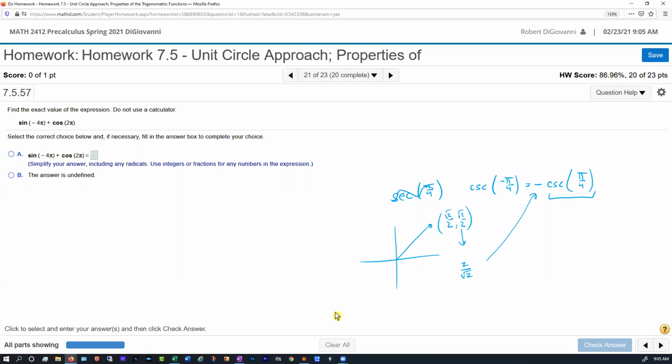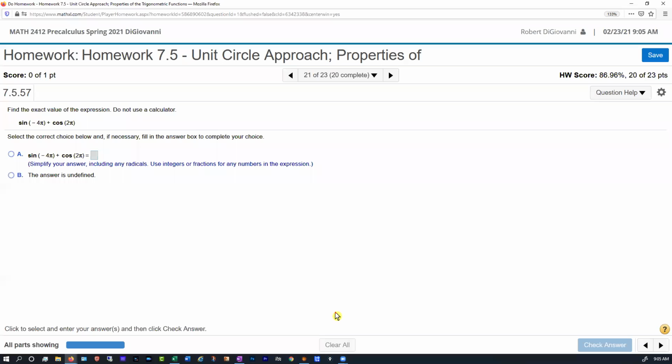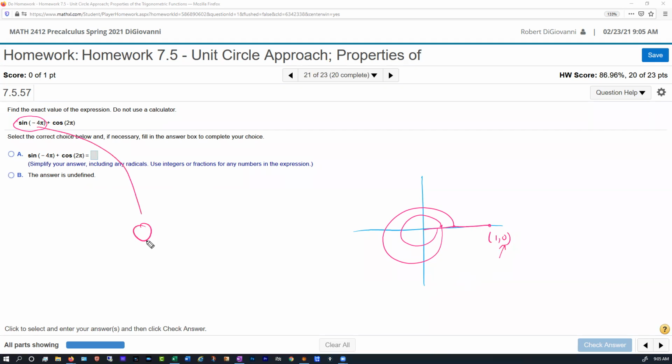All right. So now something different, finally. Find the exact value of sine of negative 4 pi plus cosine of 2 pi. So I'm going to do this by drawing a picture. So let's figure out what is sine of negative 4 pi. So where is negative 4 pi? Well, we're going to go clockwise because it's a negative angle. We're going to go around. That's negative 2 pi, and then that's negative 4 pi. So we land here. And we know that that point is the point 1, 0. And we're looking for sine of that, which is the y-coordinate. So we know that that's 0.